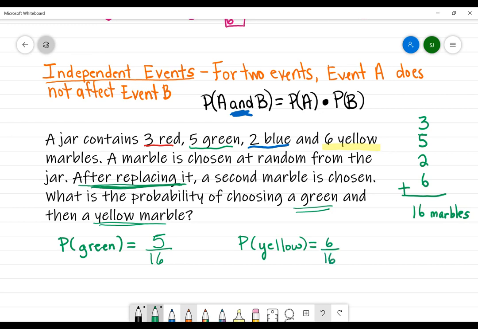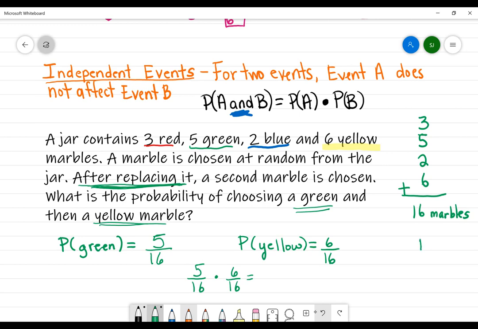Then, in this case, since these are independent events, the formula says all we have to do is multiply the two probabilities. 5/16 times 6/16.